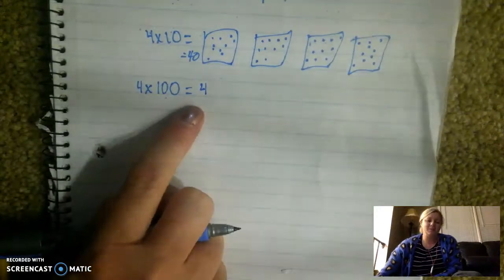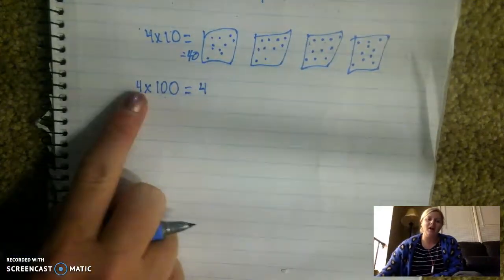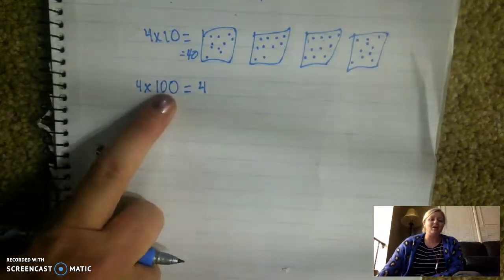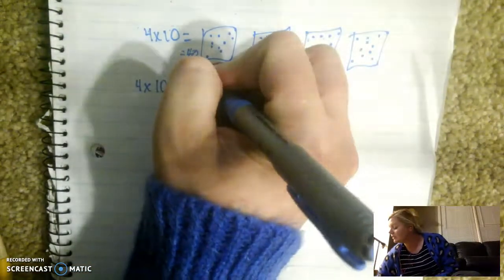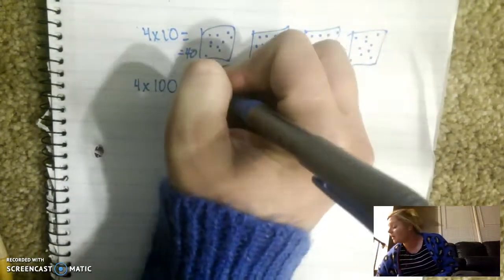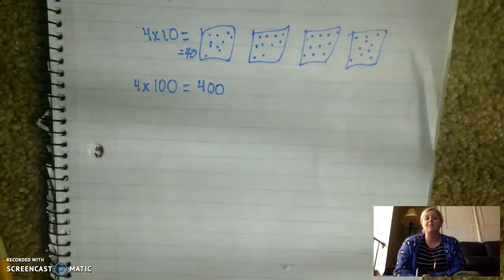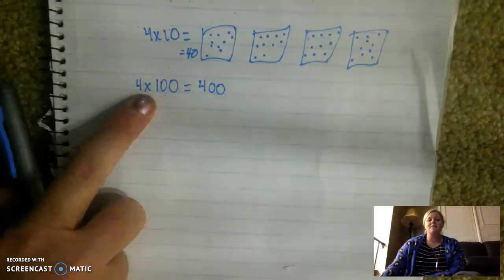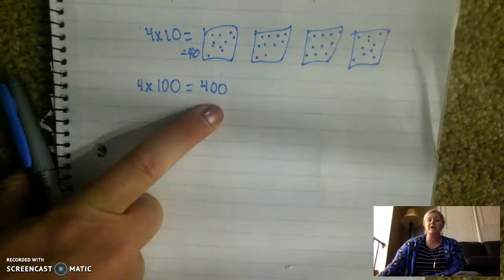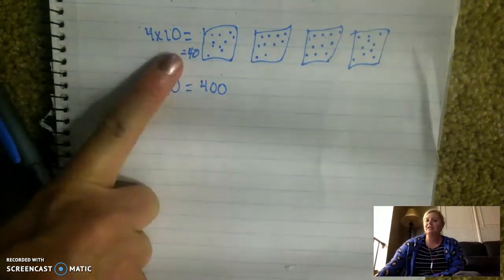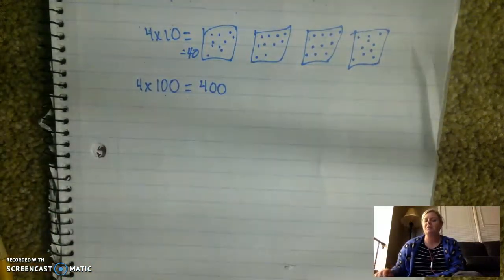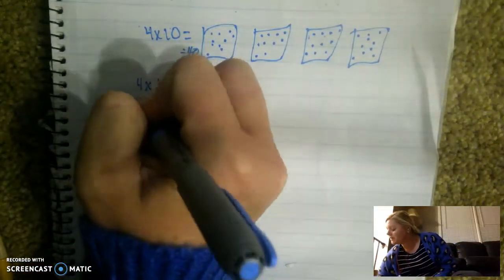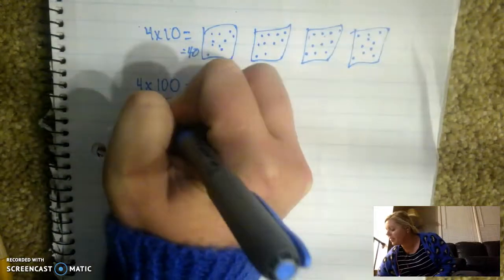Now I know 4 times 100 is not 4, but I need to add my zeros back in. There are 0 tens and 0 ones, taking what I know about place value. So I have 4 times 10 equals 40, and 4 times 100 equals 400. I'm starting to see a little bit of a pattern going on here with my zeros. Let me try one more. Let's do 4 times 1,000.